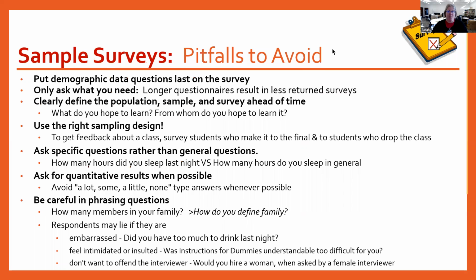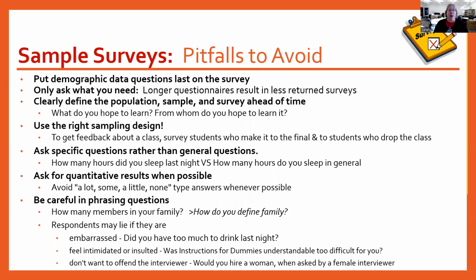All right, some pitfalls to avoid. One of the biggest things that bugs me about surveys is when they put the demographic data first. The demographic data should always go last on the survey, at the very end, because those are the questions that are no-brainers. What's your age? What's your gender? What's your highest level of education? Those kinds of questions should all be at the end when the person is tired of thinking about the survey.